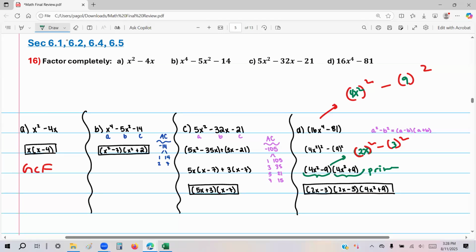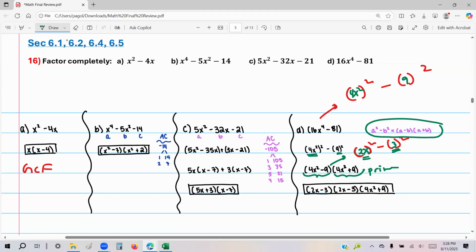Look at the formula. If you have a difference of perfect squares, their product is the addition and subtraction of their bases. So you take 4x squared and 9, you add them, you subtract them. That's the factors of their perfect squares. And that's why for this, you get only 2x plus 3, 2x minus 3, and the squares vanish. So two terms means either GCF or perfect square.